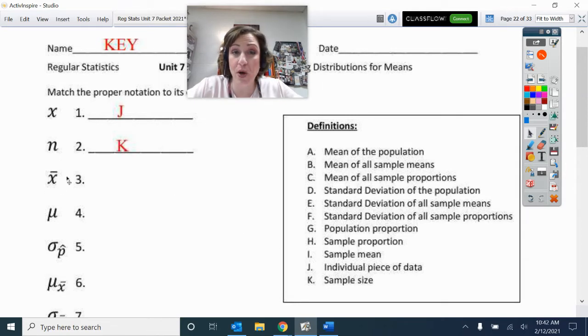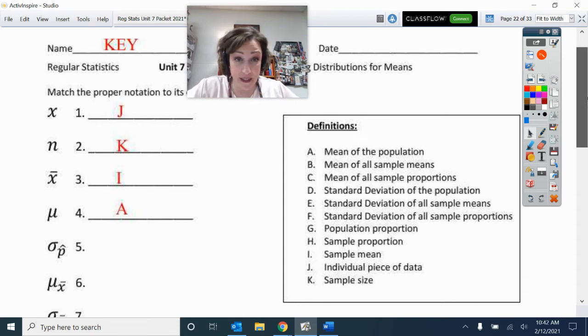Okay, now this X bar, that's one individual sample's average. So you took however many of these things, averaged it together. That's one sample's average. So that's I. Mu is the population mean. So that's the original data, the population mean. That's A.